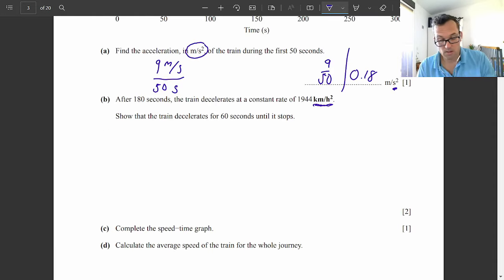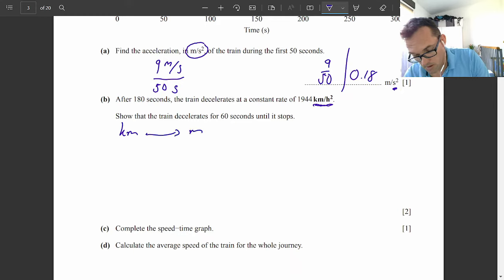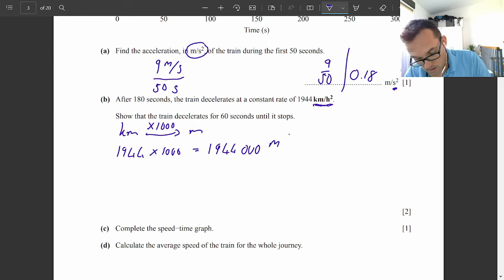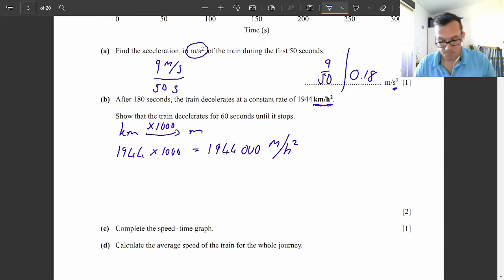So we go through this slowly, step by step. Let's first change kilometers to meters. Now remember, if you want to change kilometers to meters, you need to multiply, kilo means 1,000. So we're going to do 1,944 times 1,000. So we just bang 3 zeros at the end. And we now have meters per hour squared.